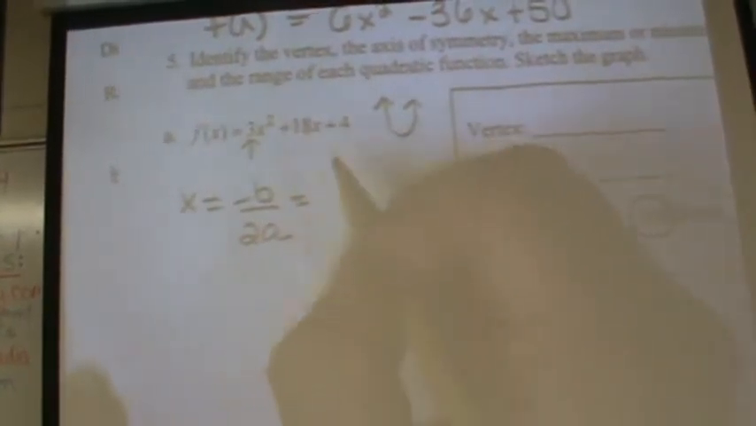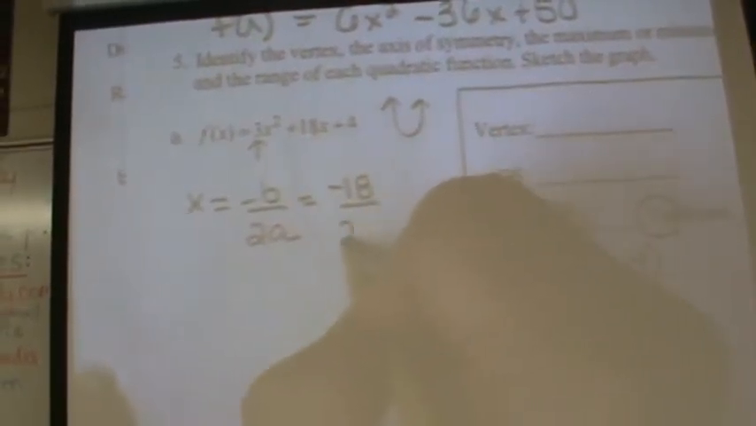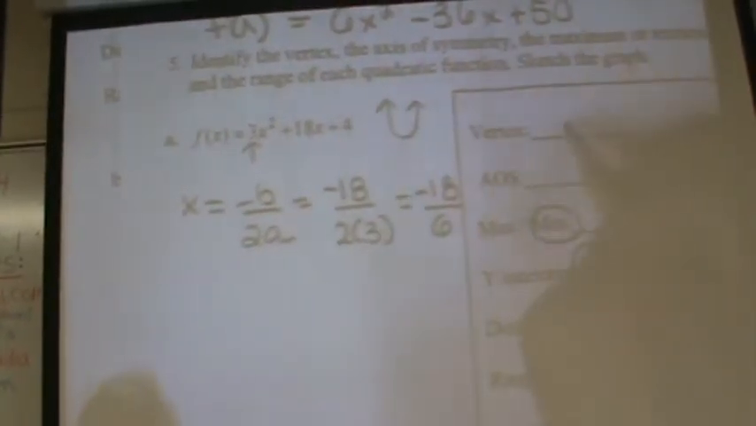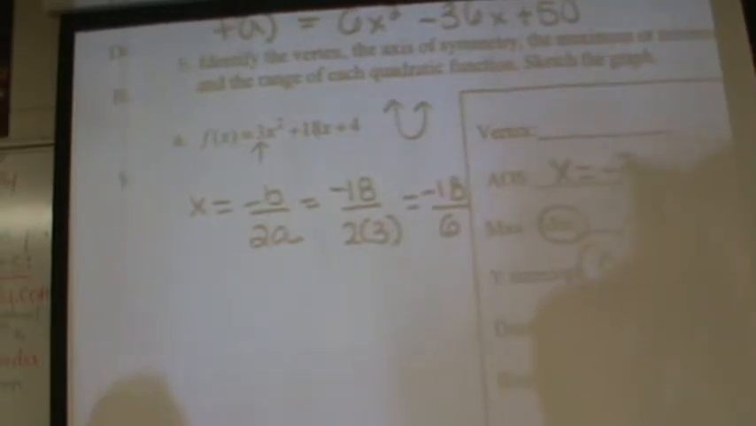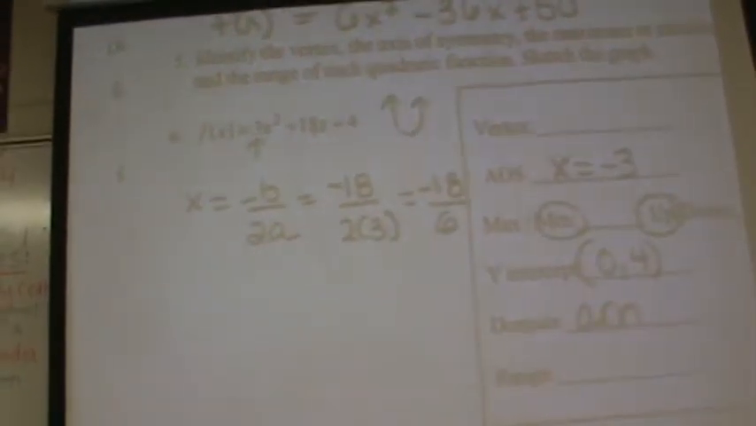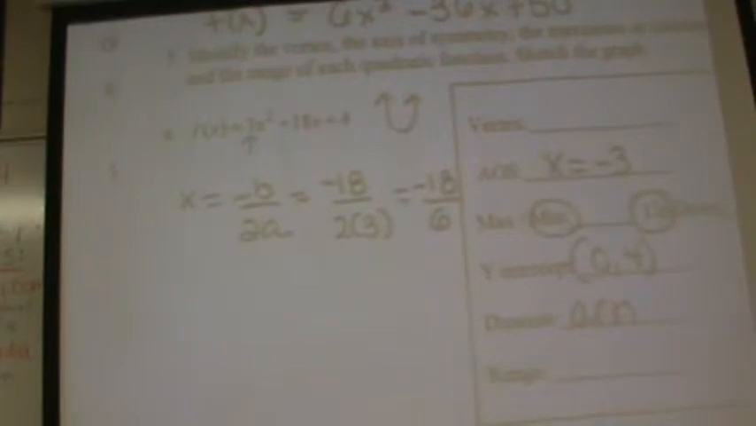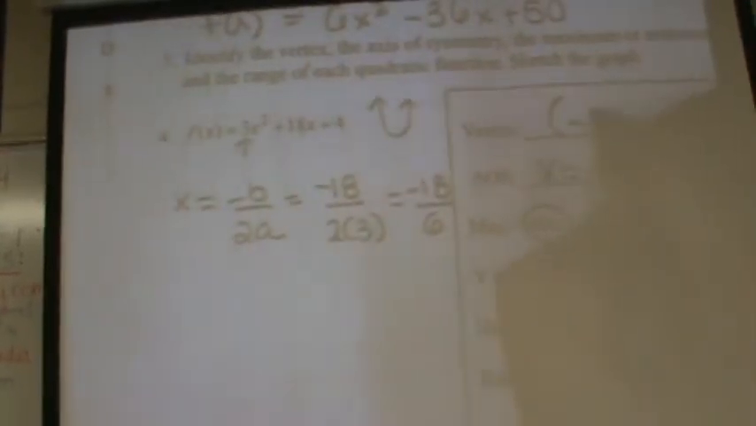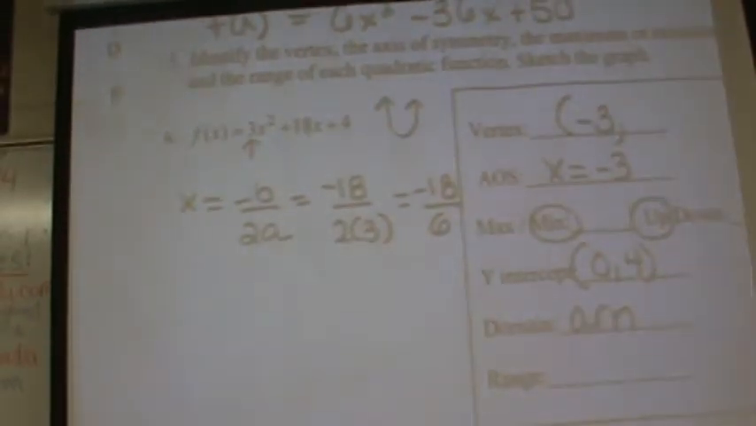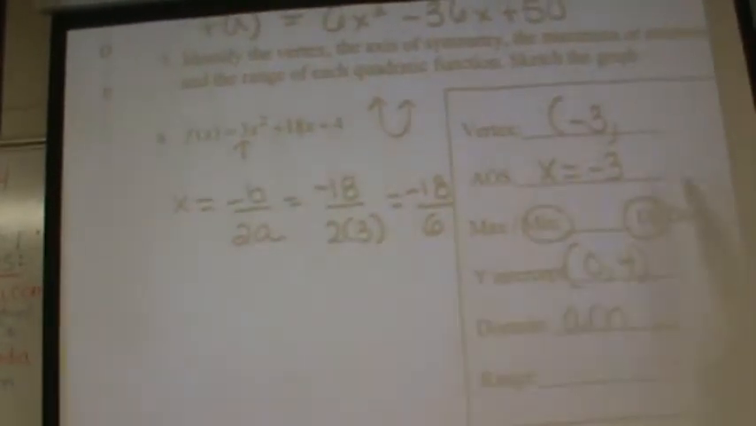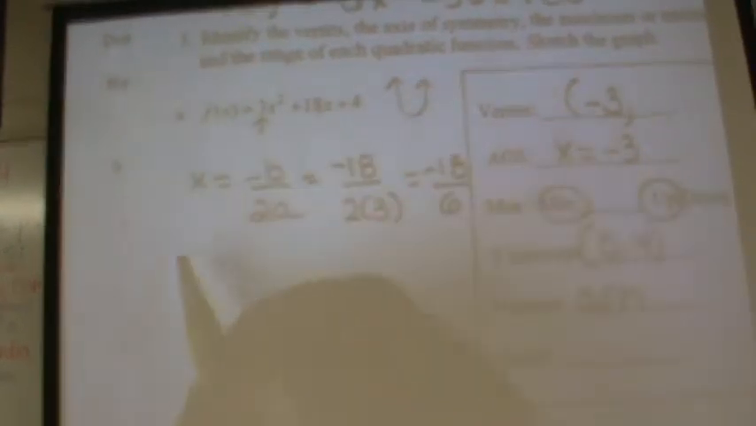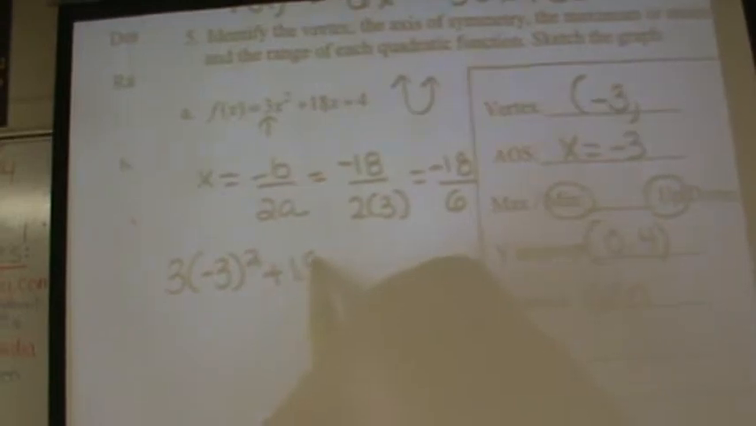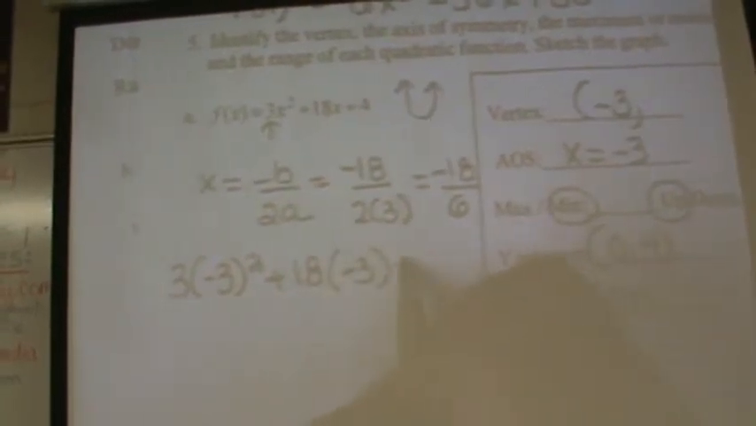So it's opposite of 18 over 2 times 3. So what's negative 18 over 6? Your axis of symmetry is x is equal to -3. Everyone okay with that? So how do you find the vertex? It's going to be -3 something. How do you find the something? You plug that in here. So can you do this? So 3 times -3 squared plus 18 times -3 plus 4. Tell me what you get.